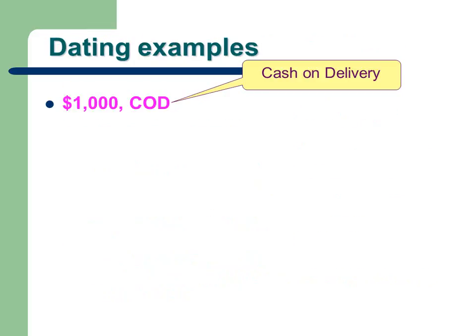All right, so let's take an overview of all the 5 dating terms we've learned so far. Let's say you have an invoice of $1,000 that comes with the dating term of COD, called cash on delivery. That means you have to pay the full bill of $1,000 in cash right away to the truck driver when he delivers the merchandise to you. It's a cash payment on delivery.